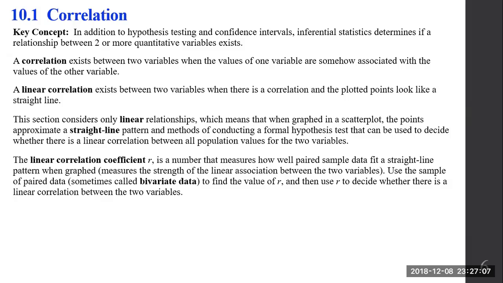The linear correlation coefficient, denoted by r, is a number that measures how well paired sample data fit a straight line pattern when graphed. We use the sample of the paired data to find the value of r, and then use r to decide whether there is a linear correlation between the two variables.